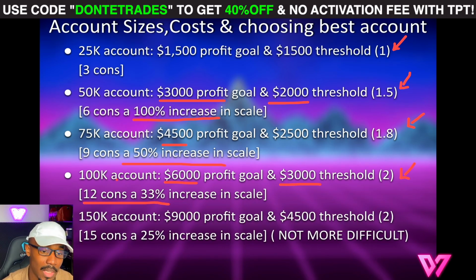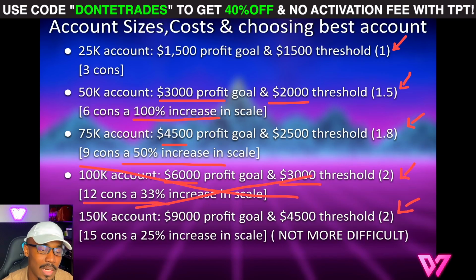But when we take a look at the next option here, now this is really, really interesting, right? So if you look at the 100K versus the 150K, what do you notice? The 100K and the 150K have the exact same level of difficulty, right? But you have an increase of 25% in cons. So for this same amount of difficulty, you can get 15 contracts instead of 12 contracts. And for that reason, I'm going to say that the 100K is going to be the worst option by far out of all of them on TPT.